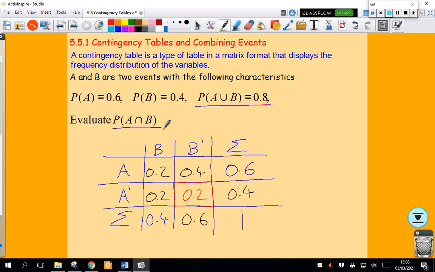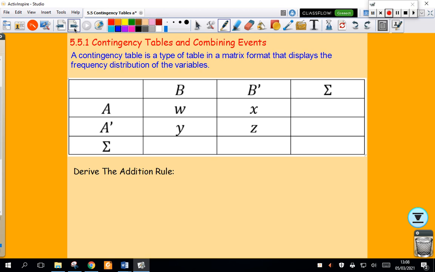I'm trying to find the probability of A intersection B. Well, that's the probability of A and B. That's that. It's 0.2. So these are contingency tables. Really, really useful things. Finally, I just want to look at deriving the addition rule here.